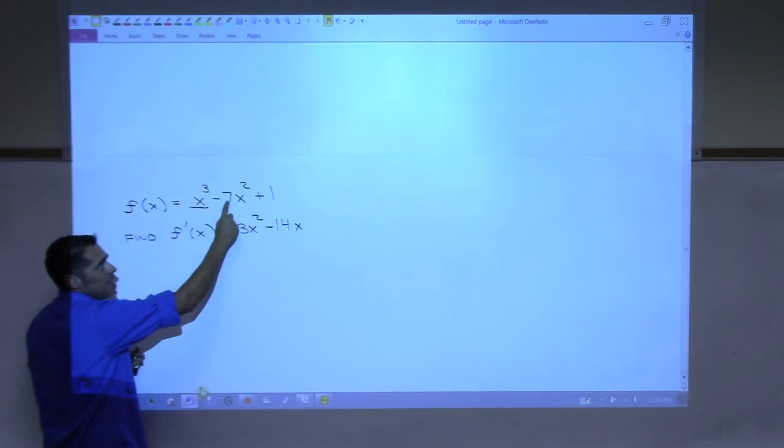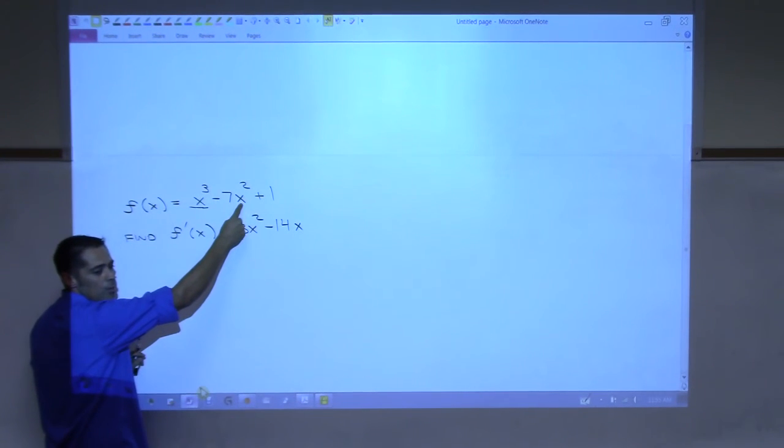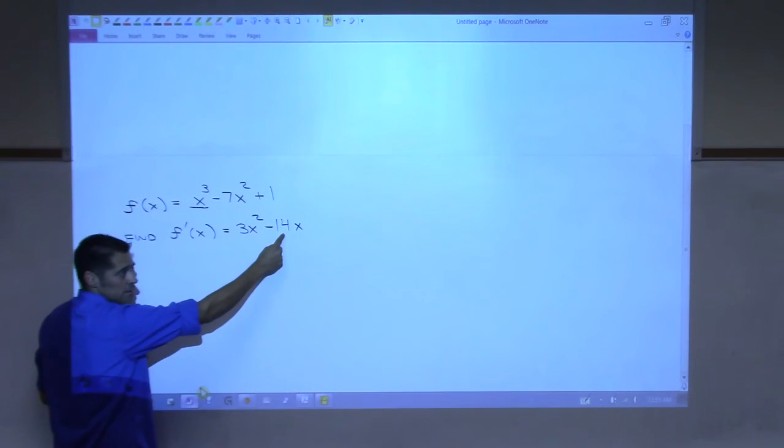Okay? Here, I want you to bring this 2 out and multiply it times the negative 7, and what would you get? Negative 14. I want you to reduce the power on that by 1. And you get what? Negative 14x.